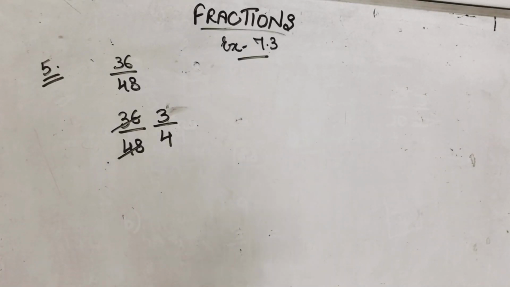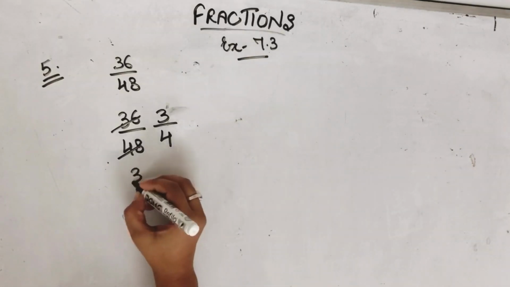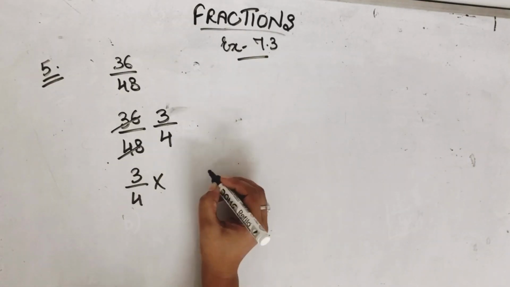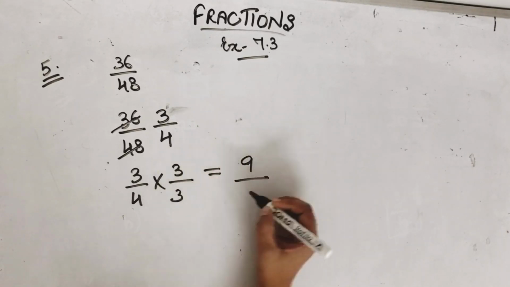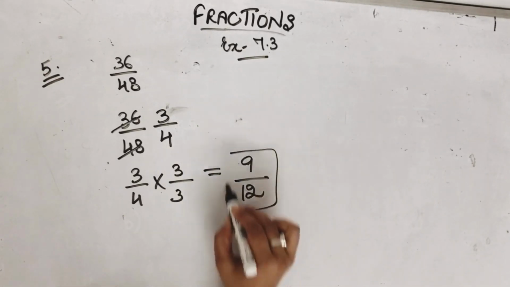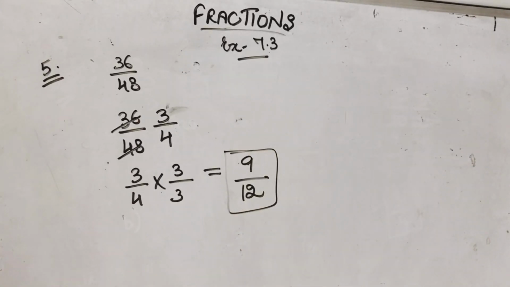Now you have to find the equivalent fraction with numerator 9. So 3 by 4 into, you will multiply by which number? 3. So it will be 9 by 12. This is the answer. Do the next part yourself.